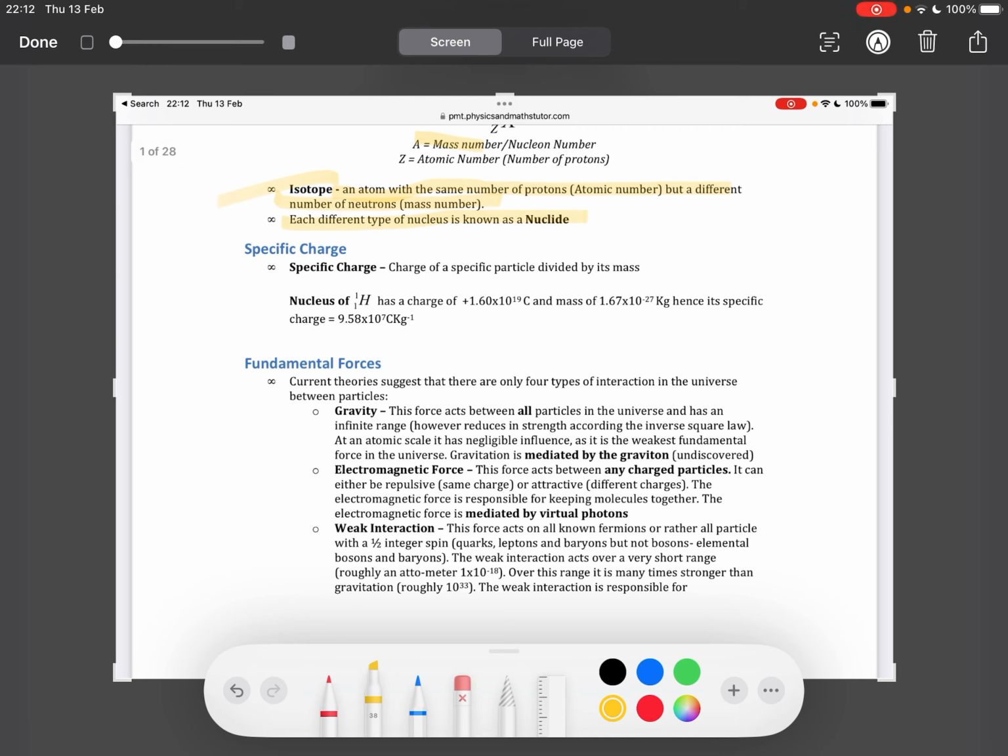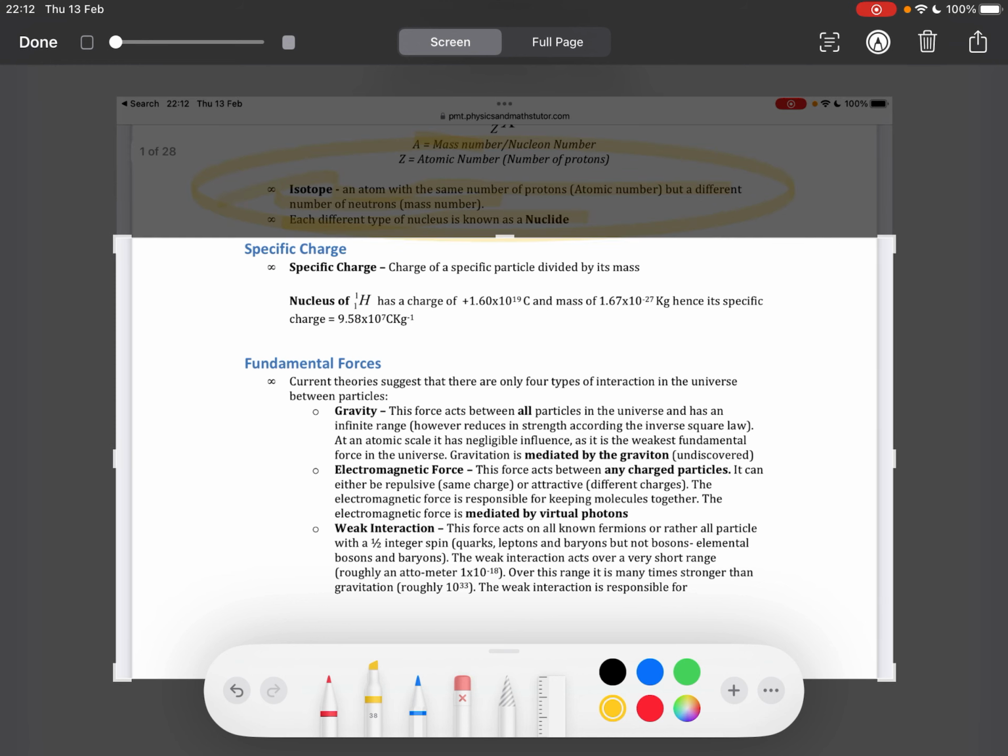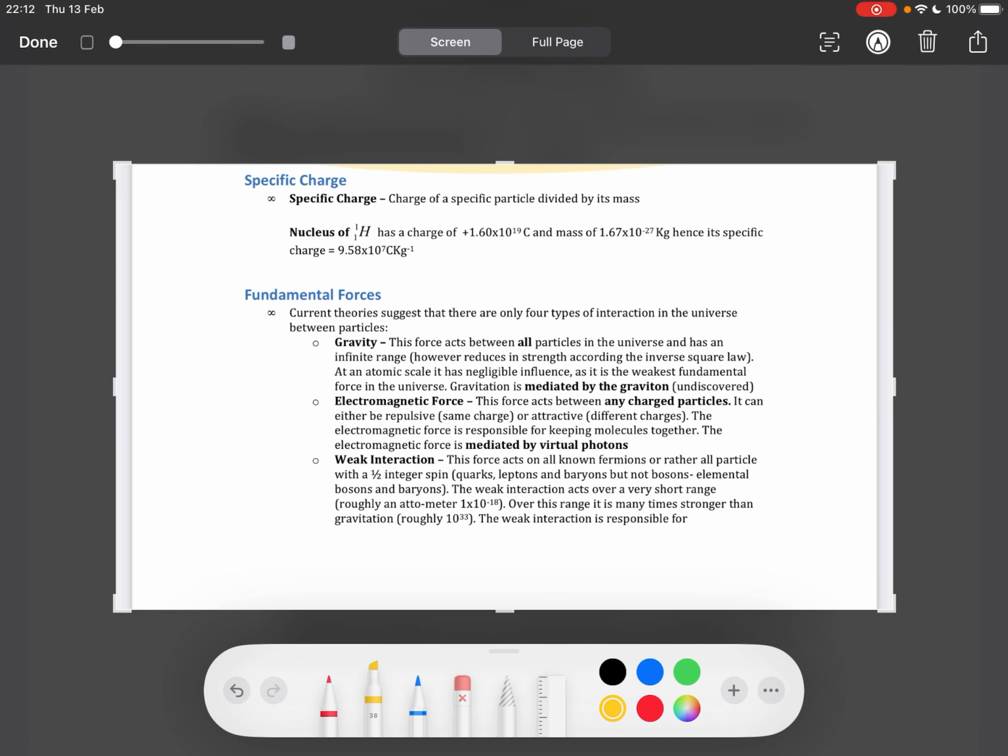This is just a part that we need to know as the normal basics. But now we will talk more about the charge and the fundamental forces.